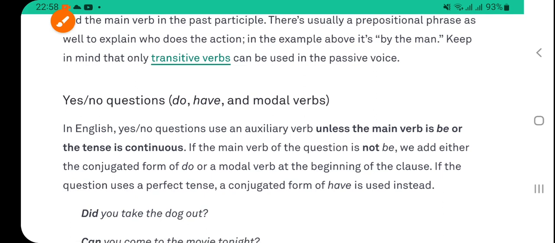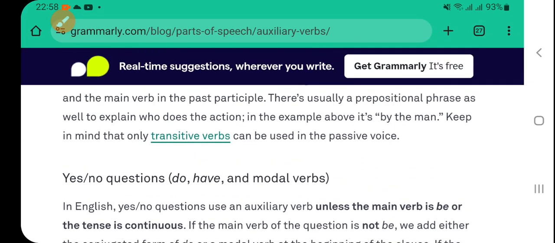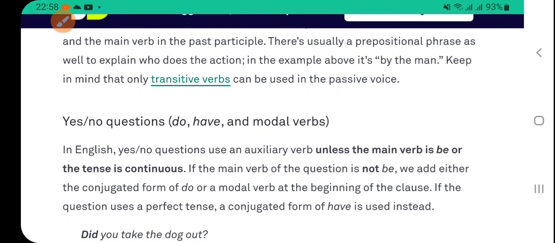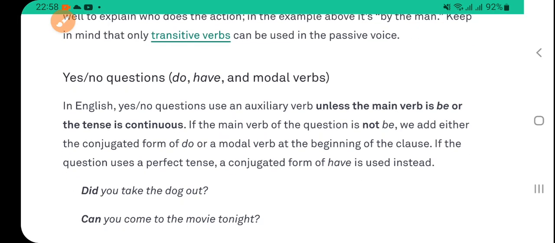There is usually a prepositional phrase as well to explain who does the action, and that's by the man who does the action. Keep in mind that only transitive verbs can be used in passive voice.